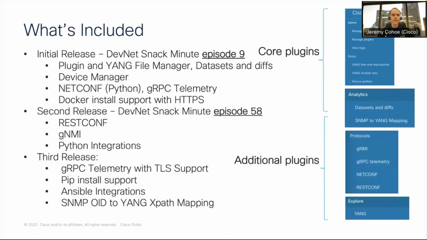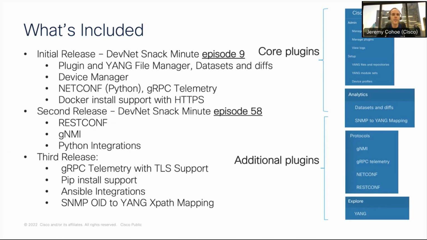Now, getting back to Yang Suite and what we have already released: in the initial release almost 2 years ago now, when we first released the tool publicly, we included support for Docker install with HTTPS. That's a 3 Docker container system. And in this third release, we're giving you some flexibility in those install options. So now, in addition to Docker, you also have the pip install mechanism. We'll talk a little bit about that coming up.